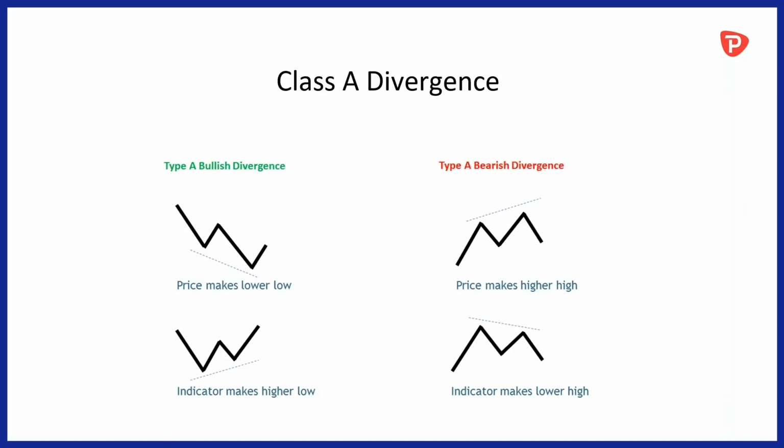So let's start with Class A divergence. Okay, I'll take Class A. With Class A divergence, two of these divergences are considered equally as strong, but A and B are definitely the strongest.